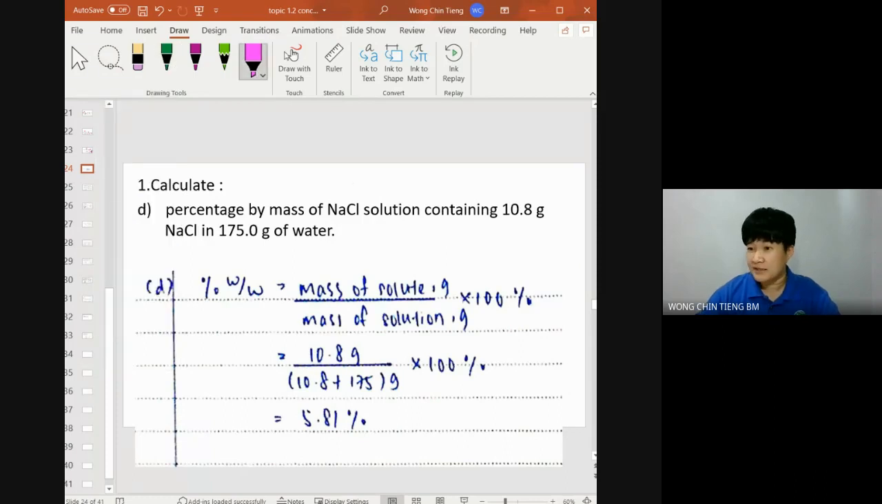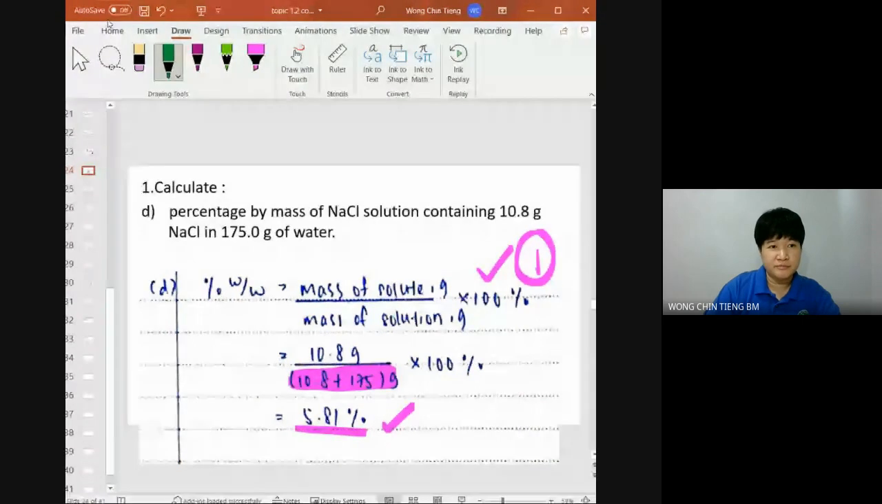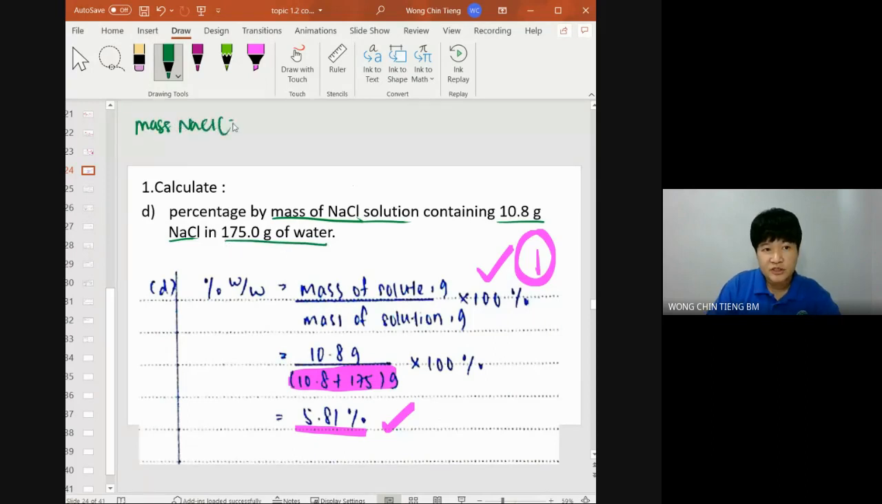Betul lah. If I'm not mistaken, I think the answer is correct. The answer is correct. Formula correct. 1 mark. Just I don't like this. Because question gives you mass of NaCl. So the mass solution of NaCl contain 10.8 gram of NaCl and 175 gram of water. So it's actually mass of NaCl, which is solute given, is 10.8 gram. Mass of water, H2O, which is solvent given, is 175 gram.